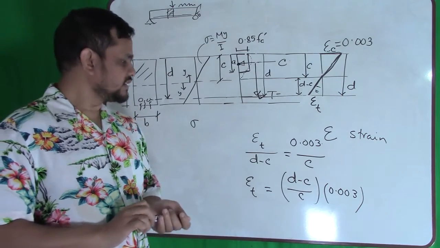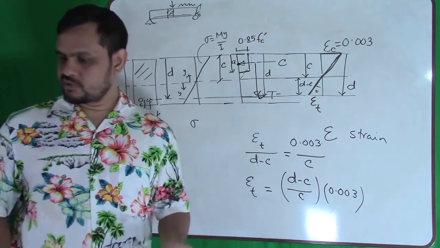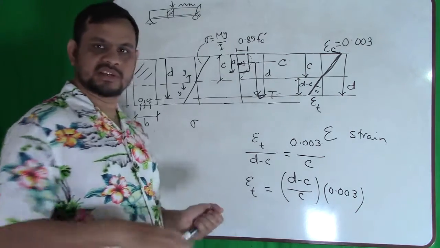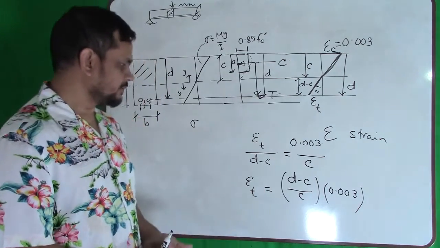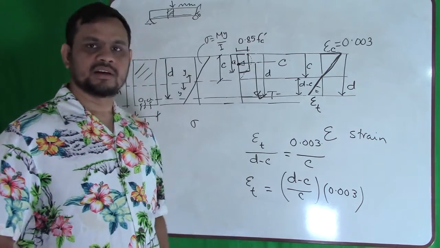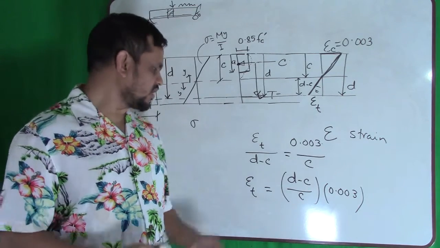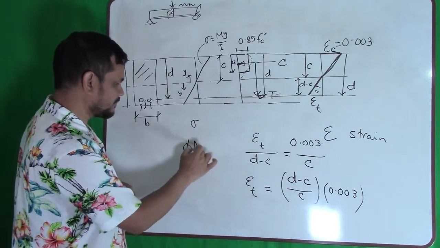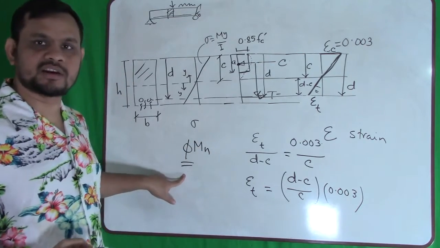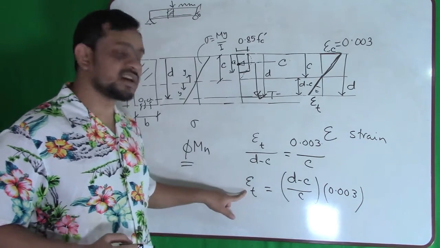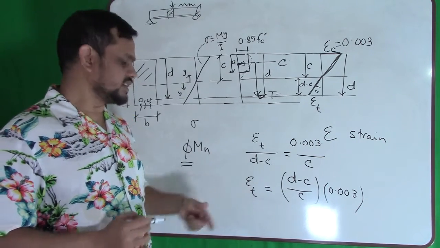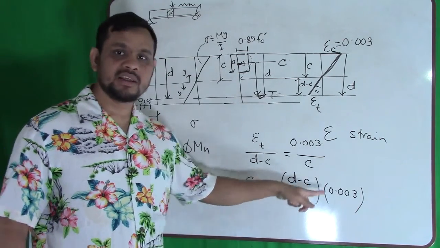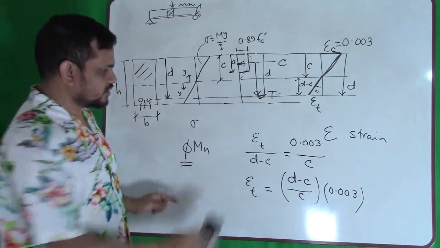Okay, let me check the equation in the book whether it is right or wrong. Yes, it looks right. I am just checking with the book so that I do not mess up anywhere. So this is the value of the tensile strain. Now why did we find this? Because, can you remember, we are talking about the strength reduction factor. The strength reduction factor depends on the tensile strain. We will discuss it, but before that make sure that you know how to find the tensile strain.